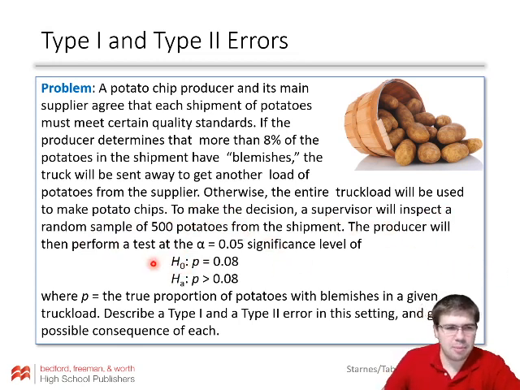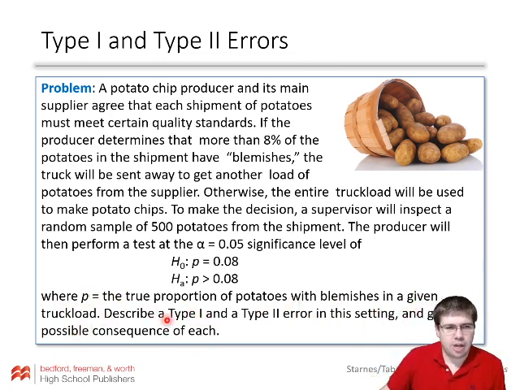The producer will then perform a test at alpha level 5%, 0.05, significance level, and this is their null hypothesis. So their null hypothesis is that they're at an 8% blemish rate, and then the alternative is that it's more than 8%. And so that's really what we're trying to see. Are there more than 8% blemishes? We don't want it to be the case, but that's what we're testing for, where p is the true proportion of potatoes with blemishes in a given truckload.